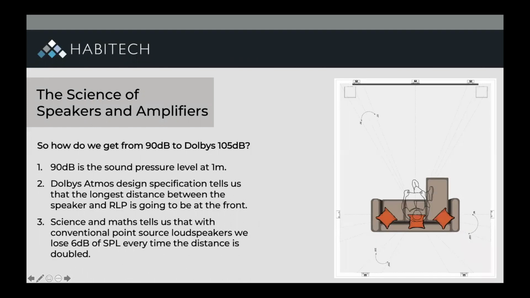So if we've got a 90 dB sensitivity speaker, how do we get to Dolby's 105 decibel reference point at the RLP? 90 decibels is the sound pressure level at 1 meter from the speaker. And Dolby's Atmos design specification tells us that the longest distance between the speaker and the RLP is going to be at the front. Science and maths tells us that with conventional point source loudspeakers, that's speakers with conventional drive units and tweeters, we lose 6 decibels of sound pressure level every time that distance is doubled. And that formula is absolutely standardized across any type of loudspeaker that is point source.